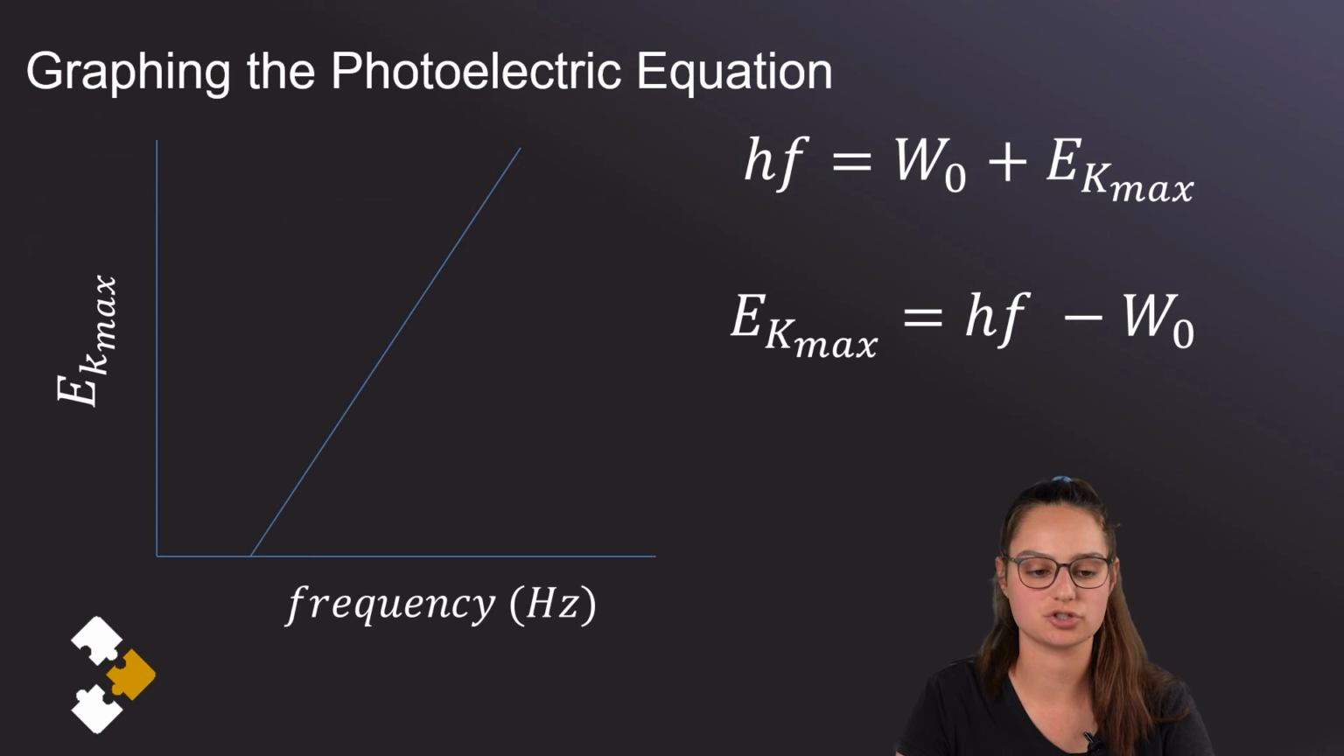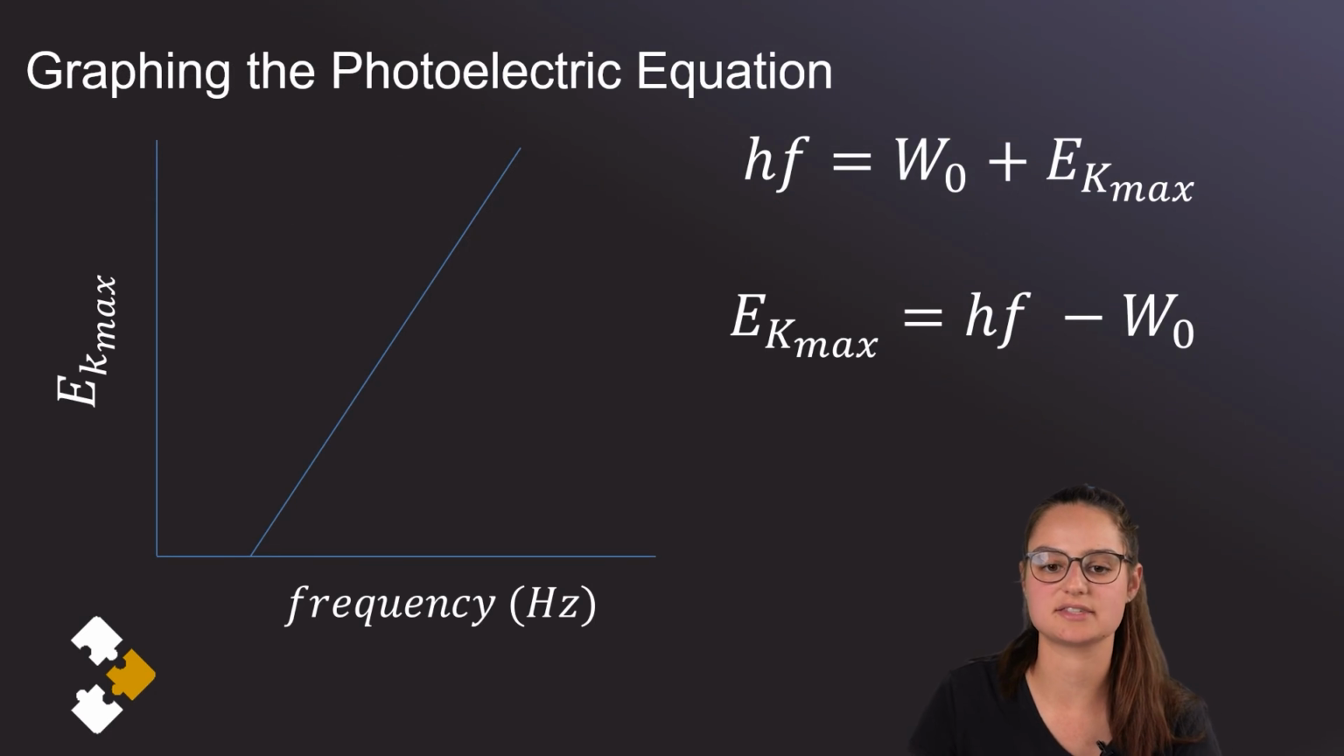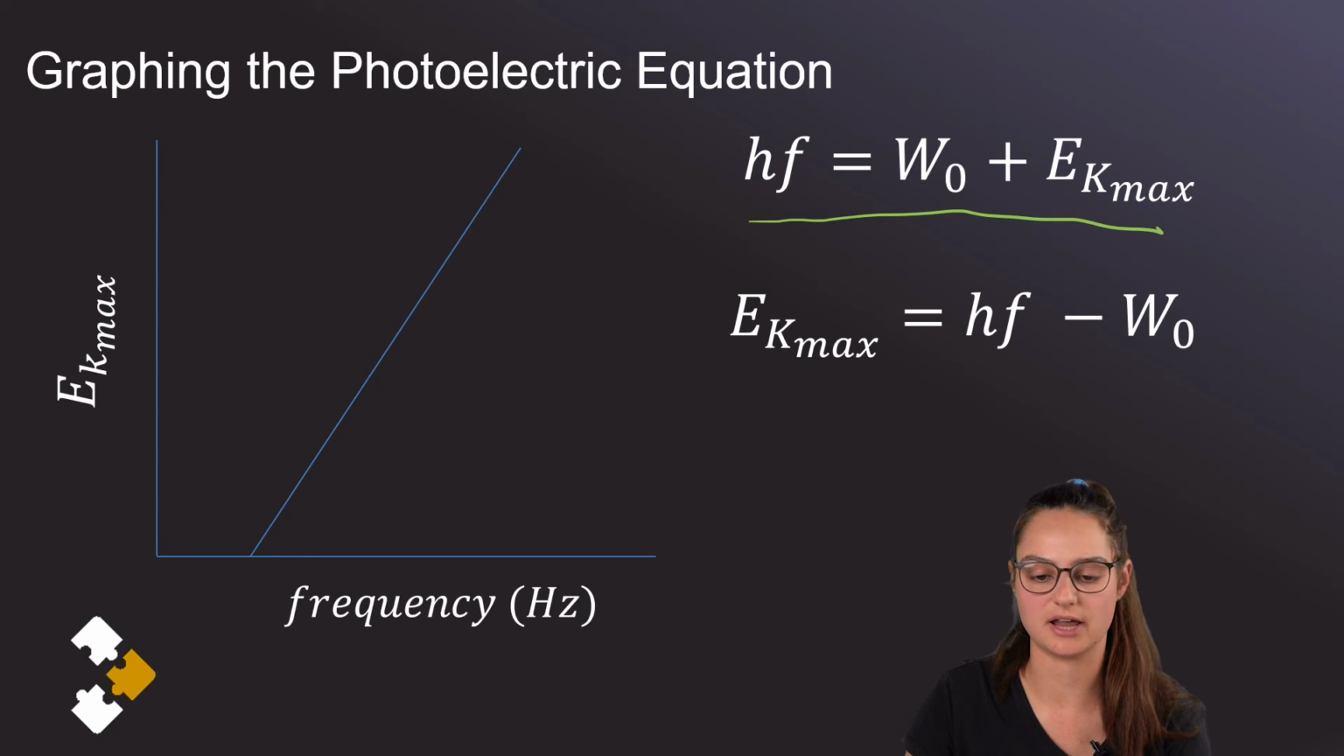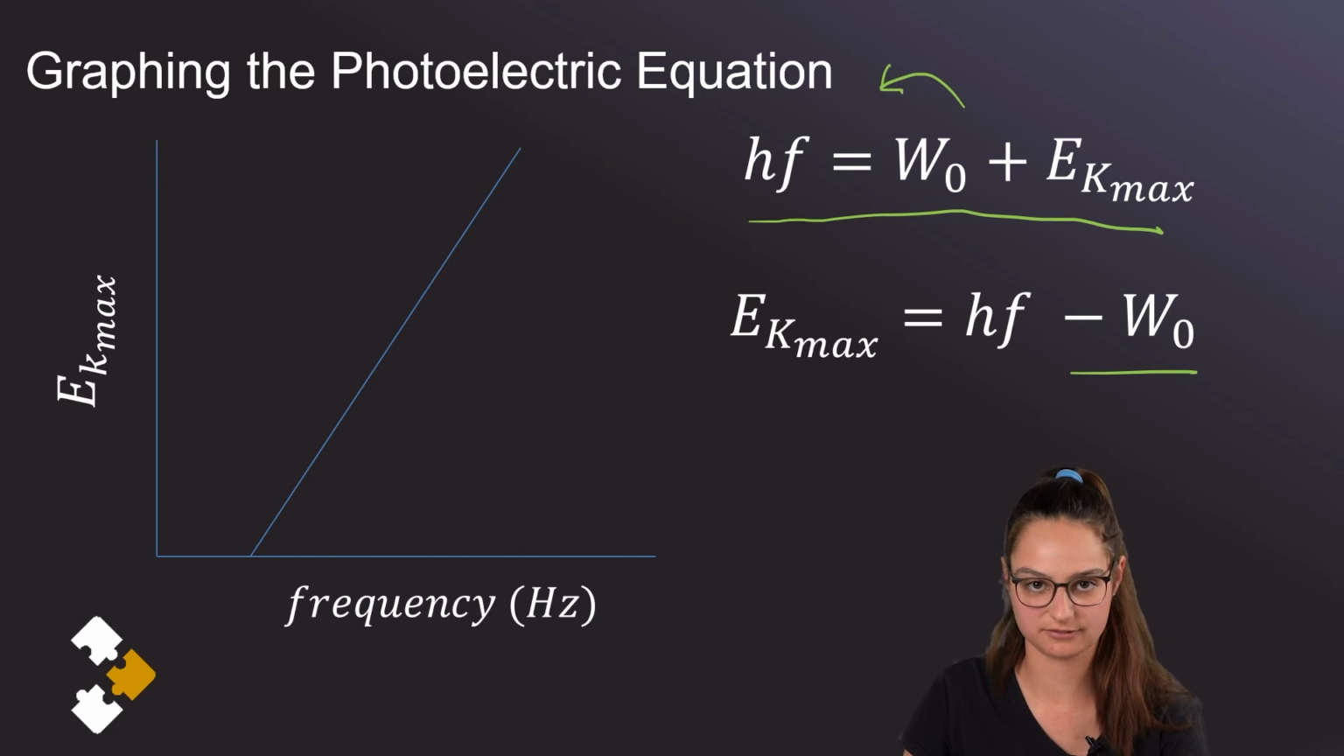If we take a look at this graph of kinetic energy versus frequency, we can see how we can arrange the equations in order to get the standard straight line equation, which we're used to, which is y equals mx plus c. So here's our equation in the form that we are used to seeing. If we do a little bit of rearranging, we can put the kinetic energy on the left-hand side, and then we'll take this over to the other side so that our work function becomes negative.